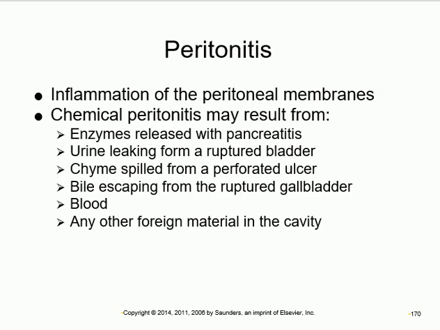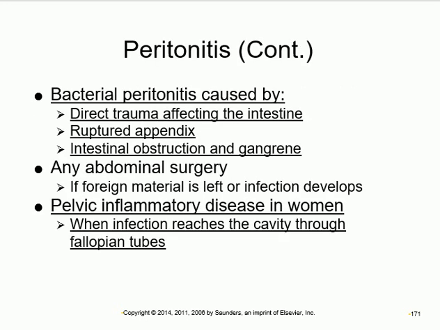Peritonitis, I talked about this. It can be chemical spilling, or it can be infectious. Bacteria can come from the intestine, rupture, appendix, intestinal obstruction or gangrene can cause it. But PID is another condition, especially in females. If you have pelvic inflammatory disease, you'll have infection like in the fallopian tube, for example. This infection can escape from the fallopian tube and go out to the peritoneal cavity, infecting the peritoneum.